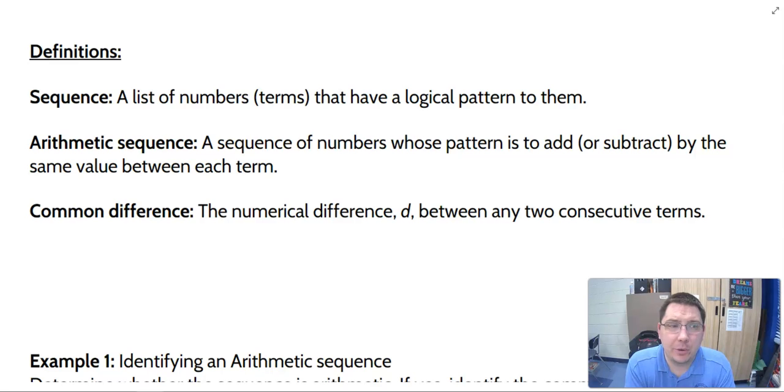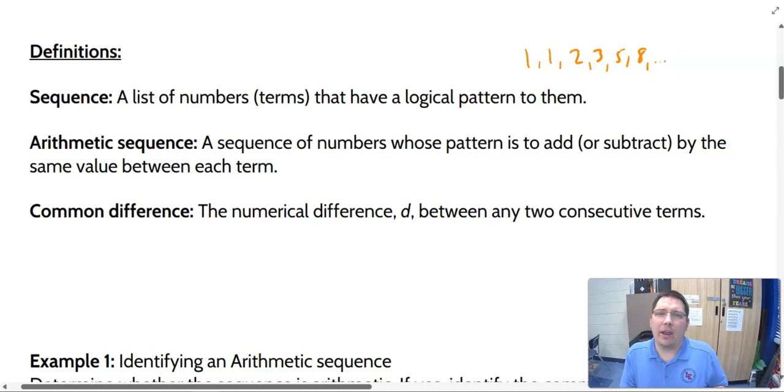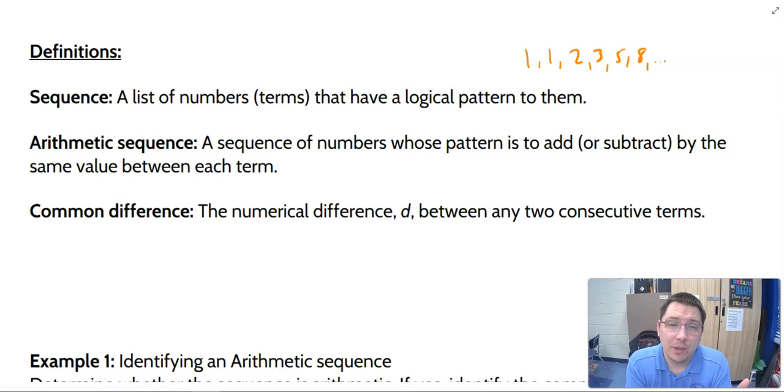So the first definition we need to know is, what is a sequence? A sequence is a list of numbers or terms that have a logical pattern to them. There are a few sequences that don't follow the patterns we're going to talk about, like arithmetic or geometric, but there's a famous sequence called the Fibonacci sequence. That sequence actually goes 1, 1, 2, 3, 5, 8, and so on. And this sequence has a pattern that is defined recursively. And we can talk about how we go from one term to the next using that recursive pattern.